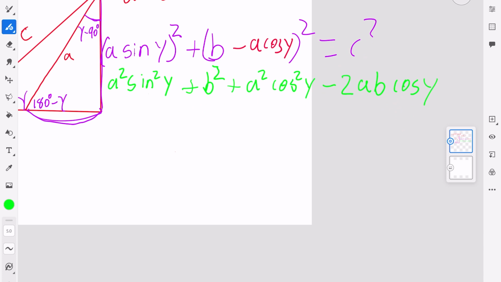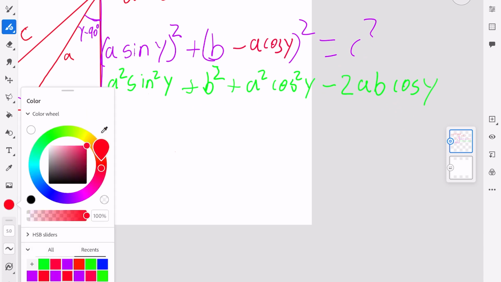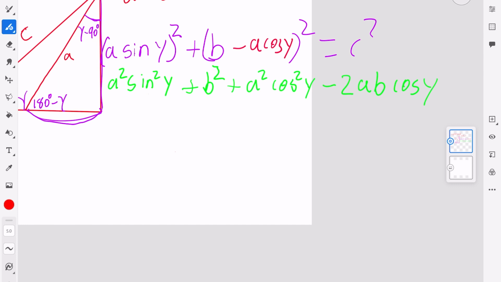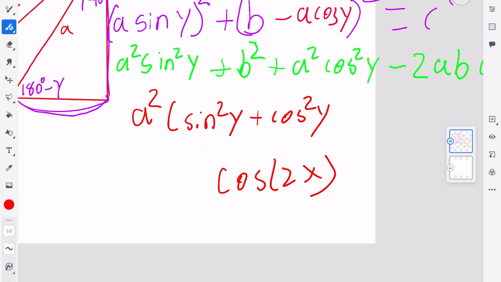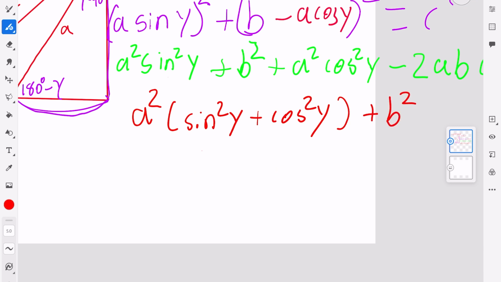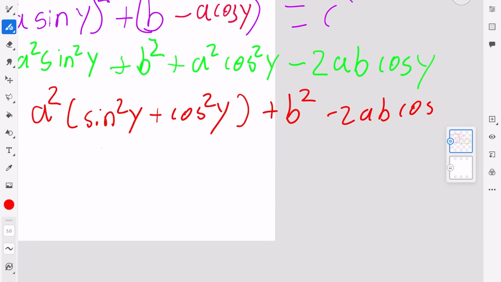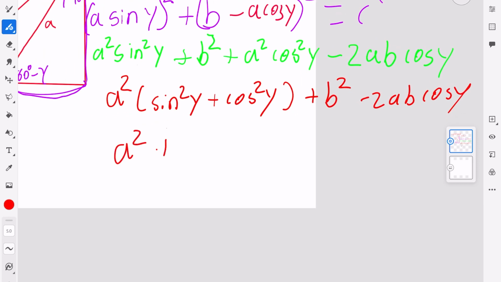All right, so now we want to simplify this. So what we can do right now is factor out the like terms. So let's take out a squared, sine squared gamma plus cosine squared gamma. And if you remember in the cosine 2x section of the video, we actually finished proving that sine squared plus cosine squared equals 1. So that equals 1. So this is just a squared plus b squared minus 2ab cosine gamma.